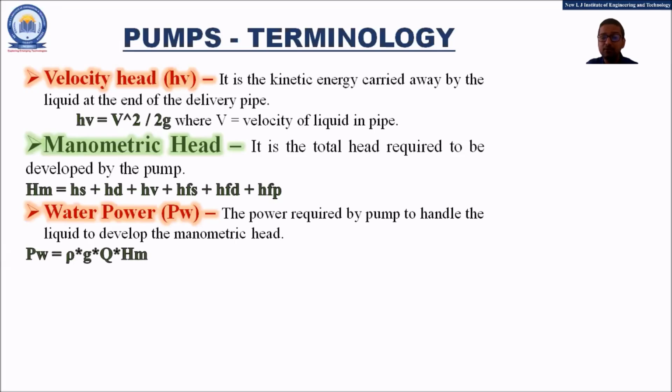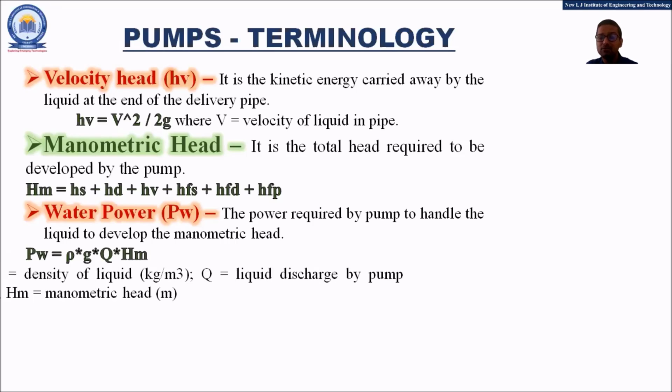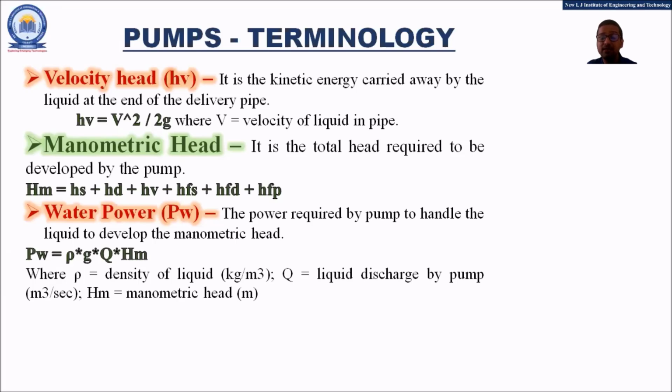If I want to calculate the water power, then I can use this equation. PW is equal to rho g Q into HM, where rho stands for the density of the liquid, that is in kg per meter cube. g, you are already aware, that is acceleration due to gravity, 9.81 meter per second square. Q, that is the liquid discharged by the pump, the flow rate of the pump, that is in meter cube per second. And HM, the important head of the pump, that is the manometric head, and it is considered in meter.